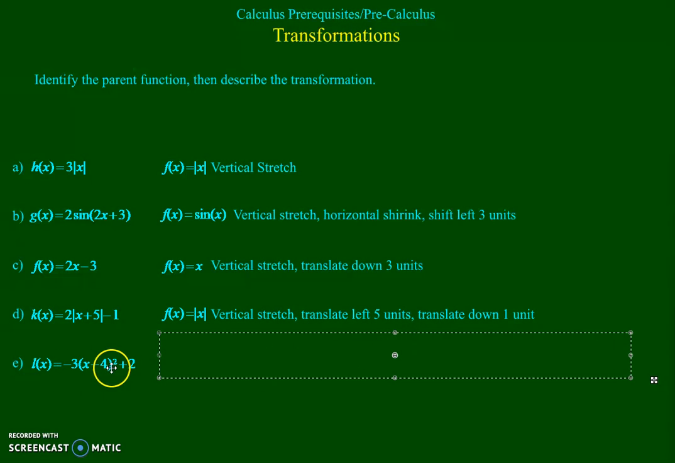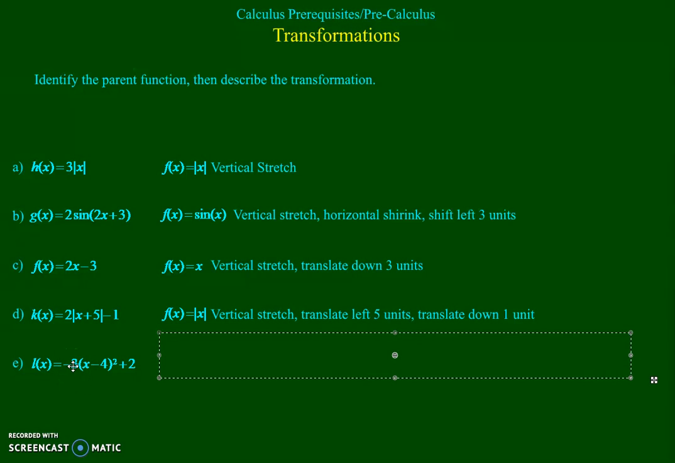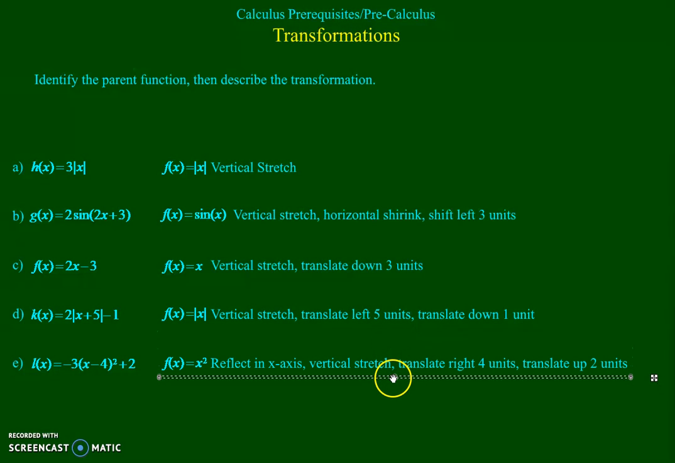And last, we have a quadratic. We're reflecting across the x-axis. It is a vertical stretch. We're shifting to the right 4 units and up 2 units. So you should be able to do all those.